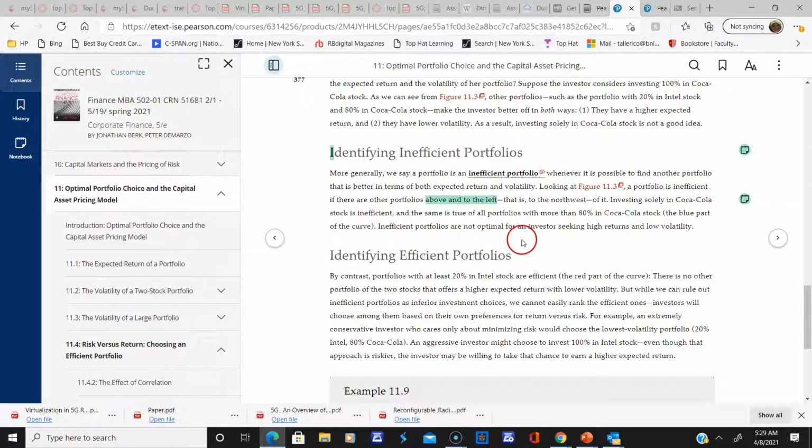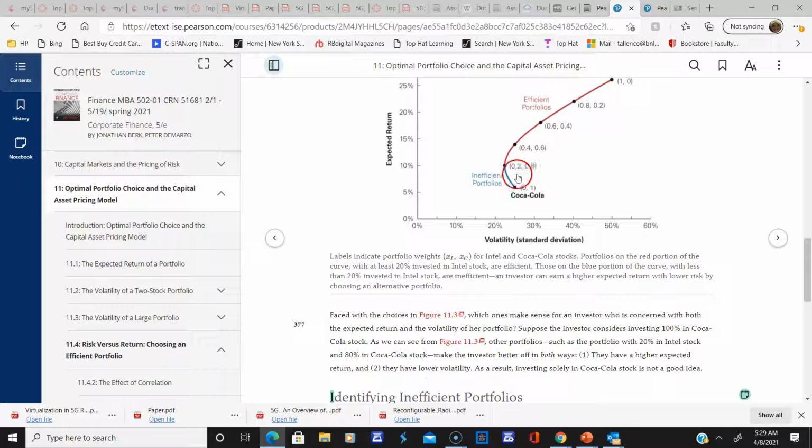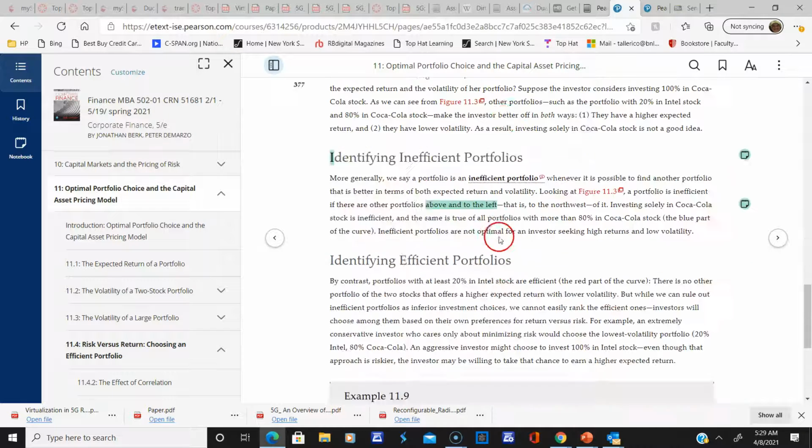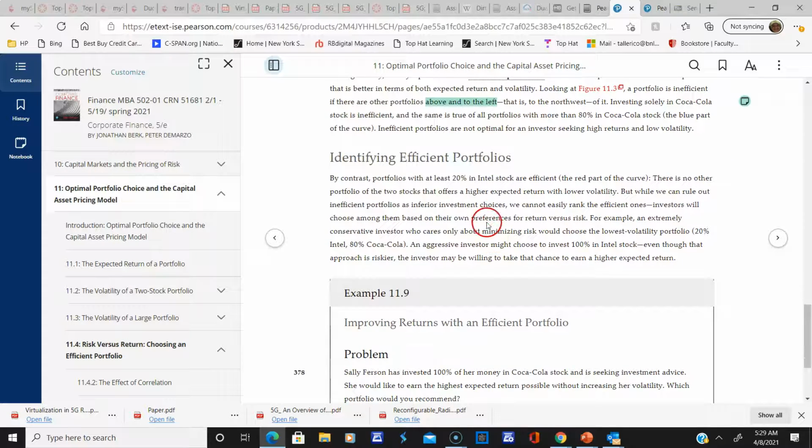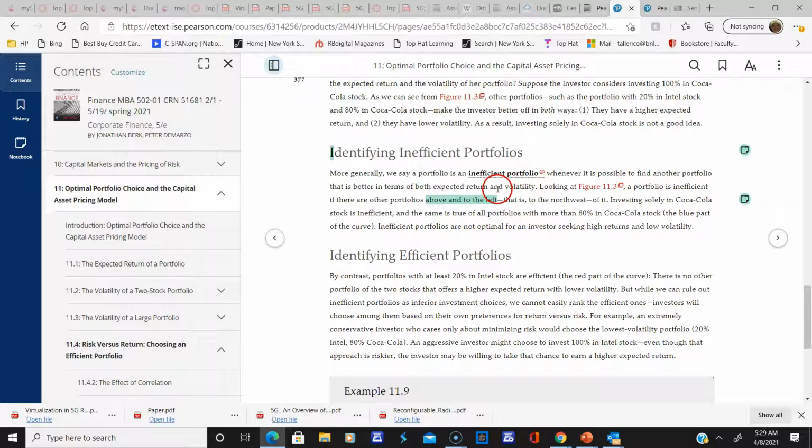Investing solely in Coca-Cola stock is inefficient, and the same is true of all portfolios more than 80% in Coca-Cola. So if you have more than 80% in Coca-Cola here, it's inefficient, okay? Inefficient portfolios are not optimal for any investor seeking high returns and low volatility.